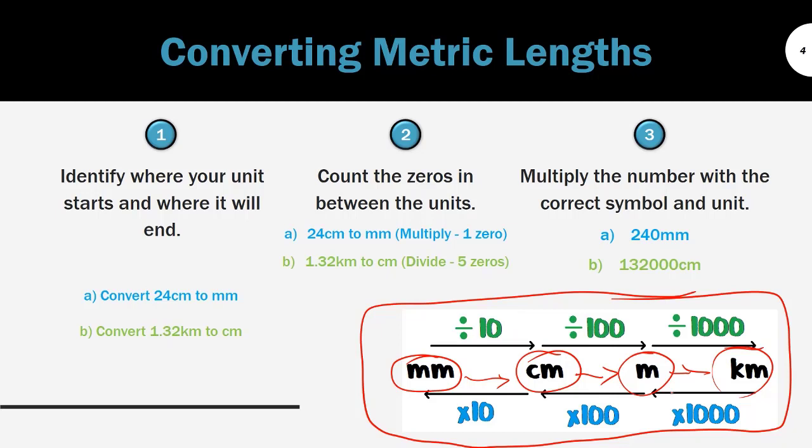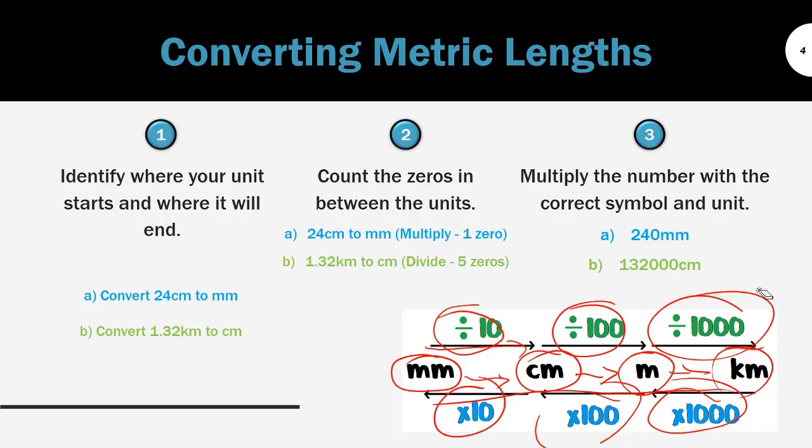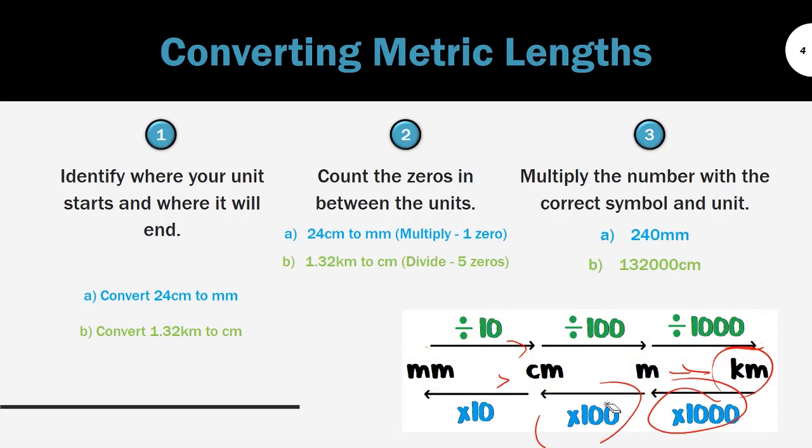Okay, and when we travel this way, we divide. And the first one is divide by 10. The second one is divide by 100. And the third one is divide by 1,000. And then when we go backwards, we multiply. And the first one's 10, then 100, then 1,000. Okay. So it is a pretty easy table to learn. Okay. And I think if you guys just practice writing it out a few times, you should be fine.